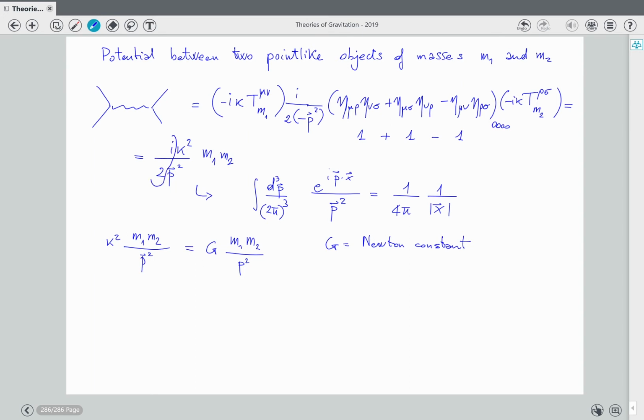So we take out the i and the 2. The i is, of course, to be taken out. And that means that the Newton constant is equal to k squared, because we want this law: 1 over r with a certain constant that at some point we will call the Newton constant.